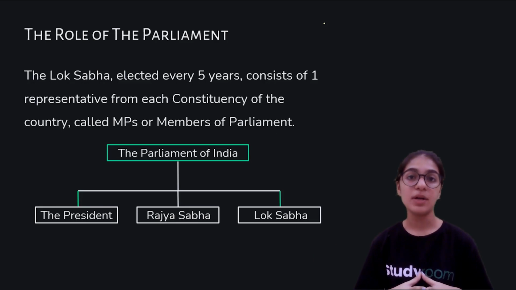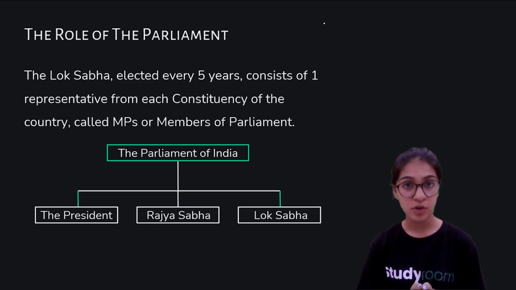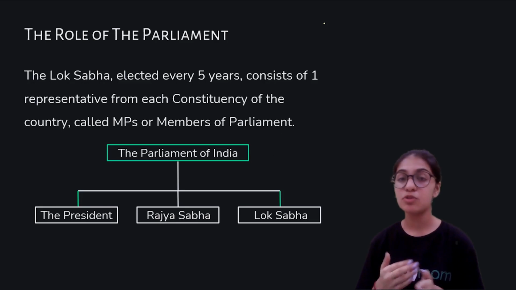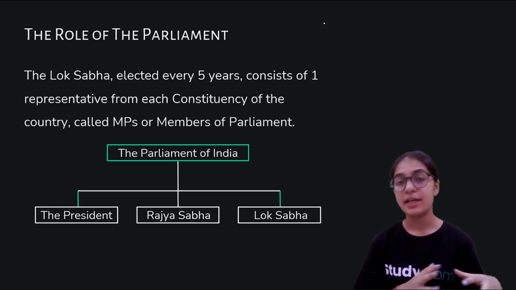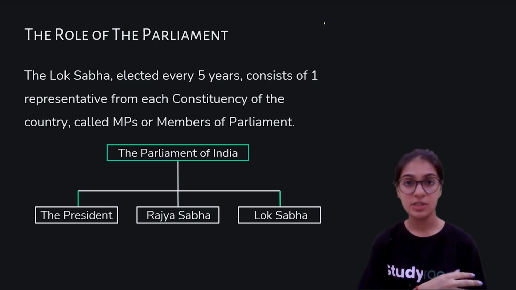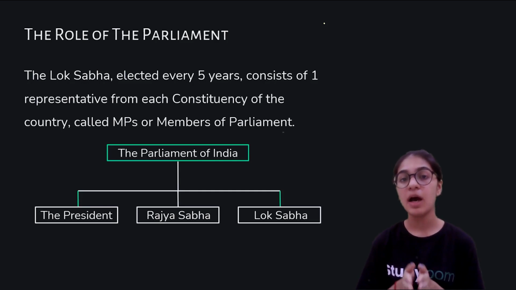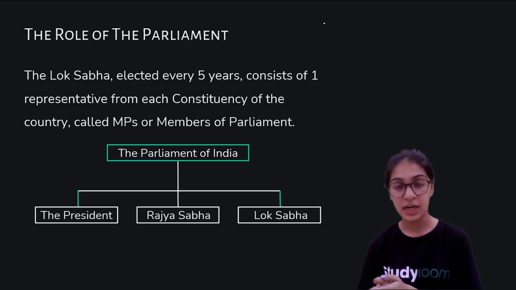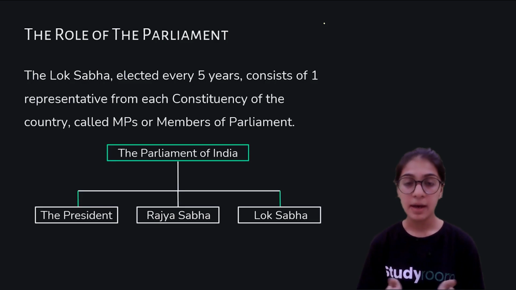After every 5 years, there are elections of the Lok Sabha, and the elected representatives of the Lok Sabha are directly elected by the citizens of the country through voting, like it happened in the election of the members of the Legislative Assembly, that is MLA. In the same pattern, the members of the Lok Sabha are elected by the citizens after each 5 years, and they are called Members of Parliament.